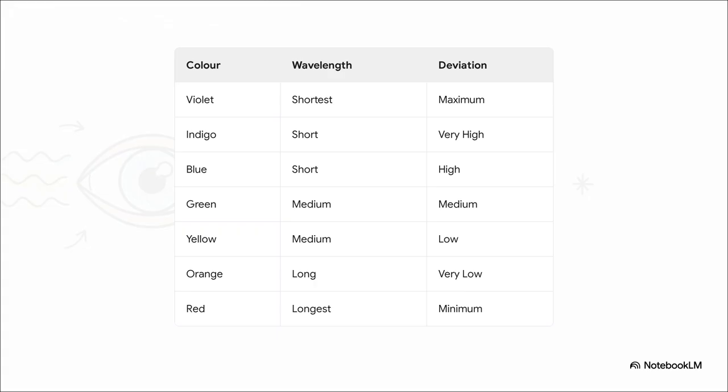When white sunlight enters a glass prism, something practically magical happens. It's called dispersion. The white light completely splits into its component colors. Why? Because different colors of light actually have different wavelengths. That means they travel at slightly different speeds through the glass and bend at different angles. Violet has the shortest wavelength, so it gets slowed down and bends or deviates the absolute most. Red, on the other hand, has the longest wavelength, so it bends the least.